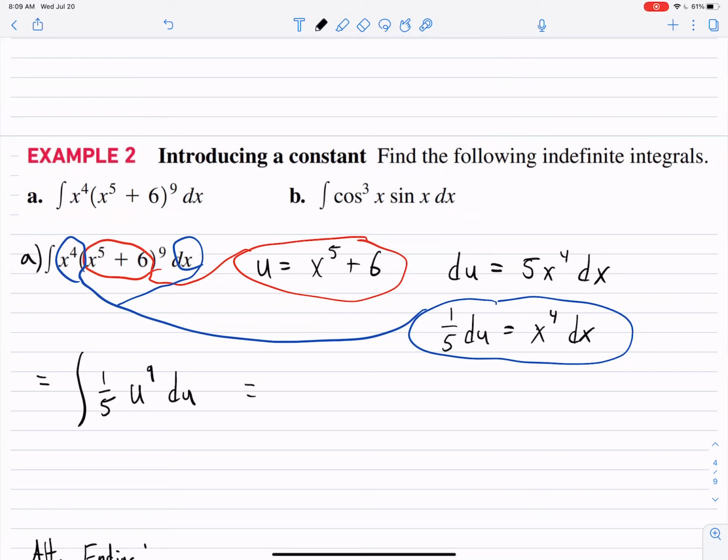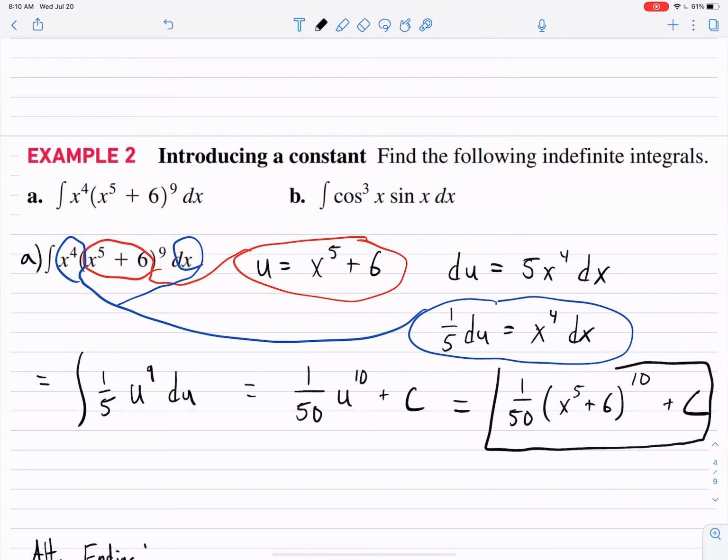That becomes u to the 10th over 10. So 1/50 u to the 10th plus c. And then finally substituting back in what u was, we get 1/50 x to the 5th plus 6, to the 10th, yes, to the 10th power, plus c.